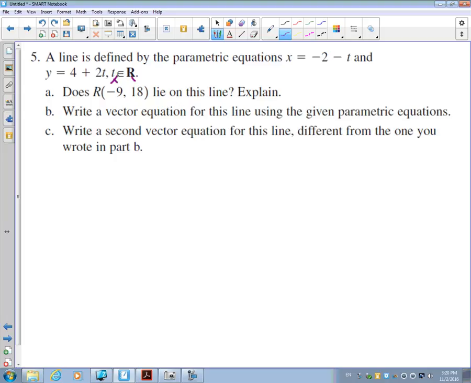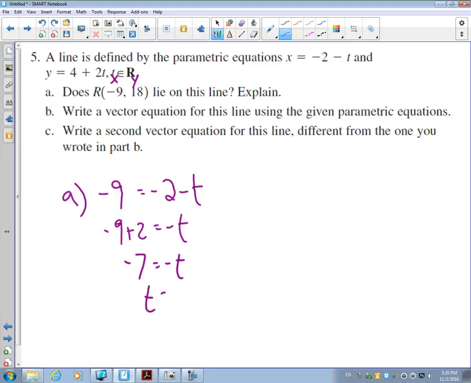Well, we can replace our x and our y values and see if our parameters agree. If the parameter agrees, then it has to be on the line. If it doesn't, it isn't. So negative 9 for x, and we'll solve this. We'll get negative 9 plus 2 is negative t, so negative 7 is negative t, or in other words, t is 7.